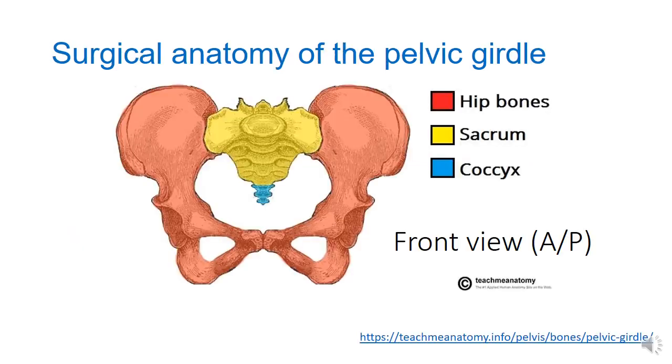Let us start with the surgical anatomy of the pelvic girdle. If we see the pelvis from the front view, what's called the AP view, we'll see two innominate bones formed from the ilium, pubis, and ischium, connected through the sacroiliac joints to what's called the sacrum, which is fused sacral vertebrae.